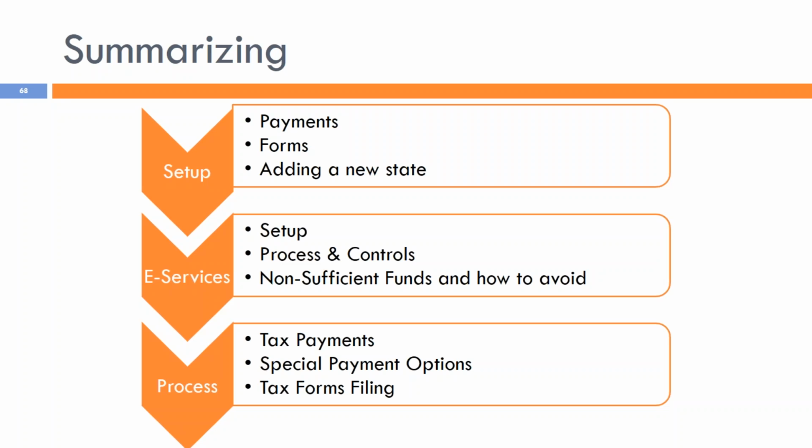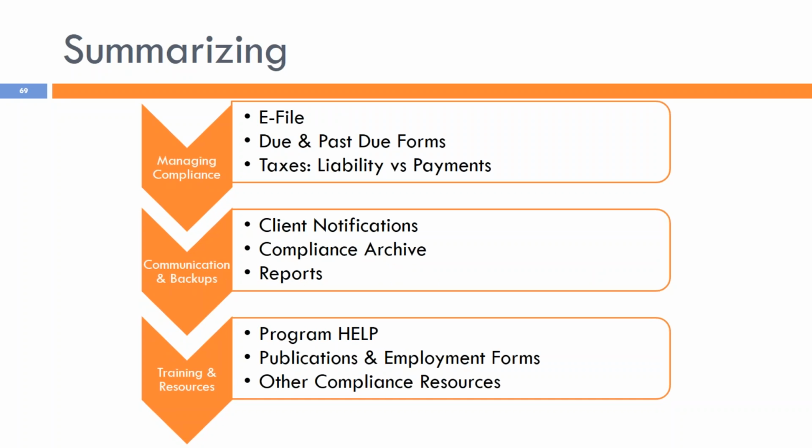So let's summarize. We looked at setup, payments, forms, adding a new state. We went over EServices, also set up processes and controls. We talked about non-sufficient funds and funds availability. We talked about the process of tax payments and how the special payment options help us to manage any conflicts or any odd situations. We looked at tax forms filing. We looked at the e-file, managing your e-file, your due and past due forms, your tax liabilities and payments.